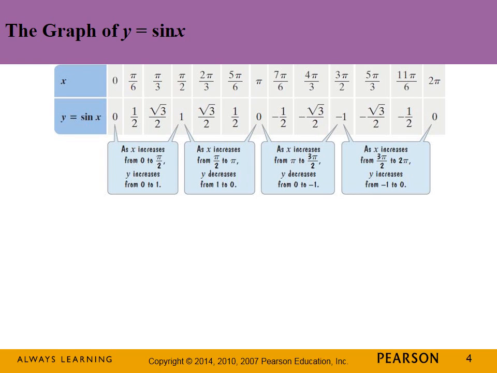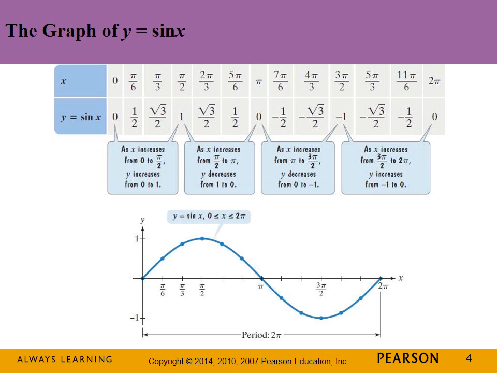That's in quadrant 1. And you can see that as x increases from 0 to pi over 2, y increases from 0 to 1. And then going through quadrant 2, from pi over 2 to pi, y decreases from 1 to 0. So these values are all taken from the unit circle. And when you plot all these points, what you end up with is this nice curve. This is one period of the graph of the sine function.